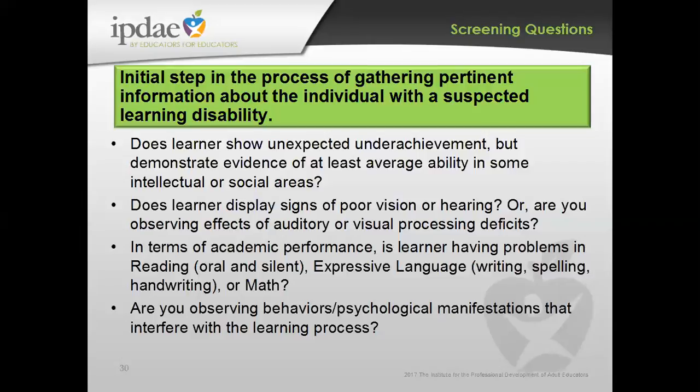The third bullet, as far as academic performance: are your students having reading problems, language problems, or math problems that are not due to vision or hearing? And the last bullet: are we seeing behaviors or psychological manifestations that are interfering with his ability to learn? You can see all those things in your classroom.